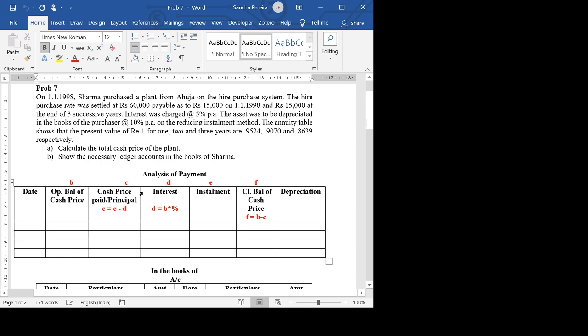Okay. Now there's something very important that's missing in this problem without which we cannot start the solution. What is that? Something very important missing in this problem. Quickly, what is missing in the problem? What is missing in the problem? We can't start the analysis of payment without that. What is not given?